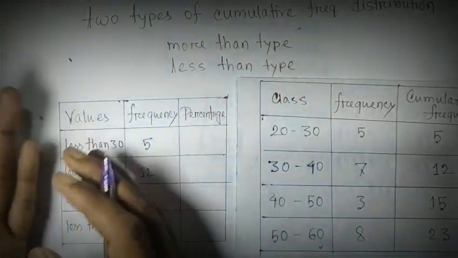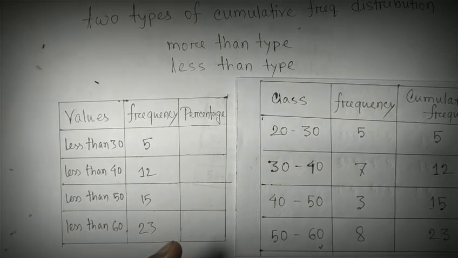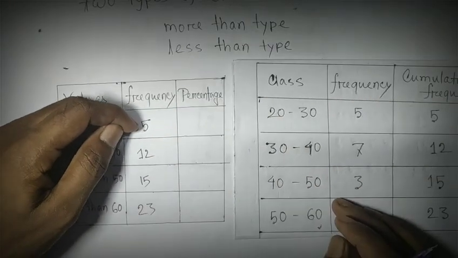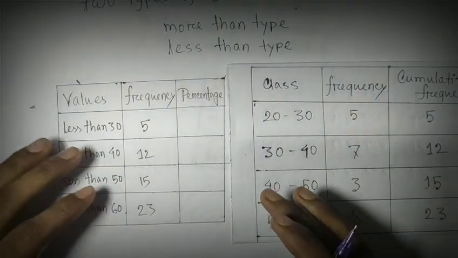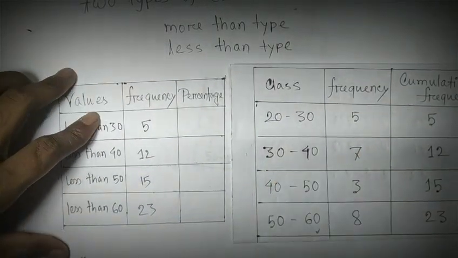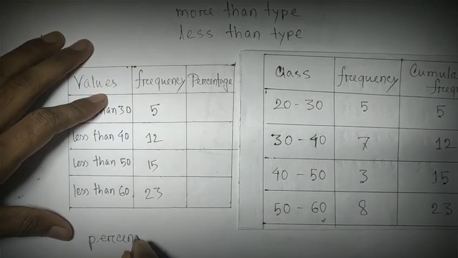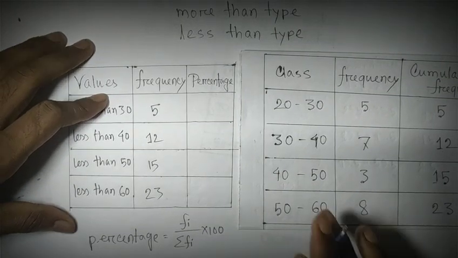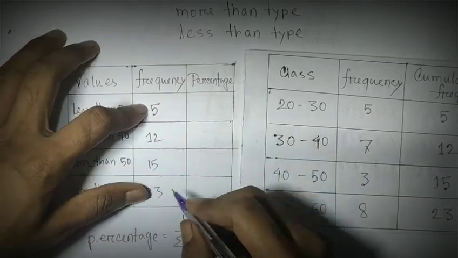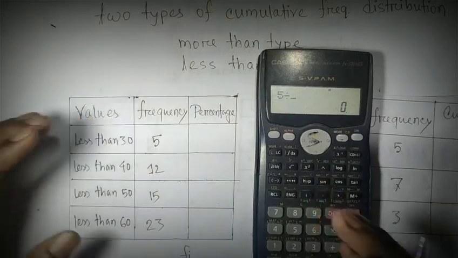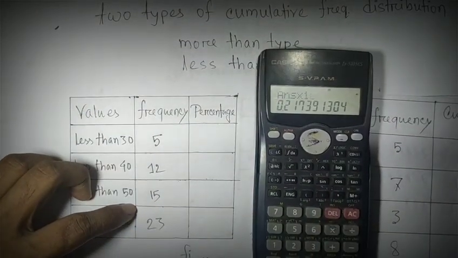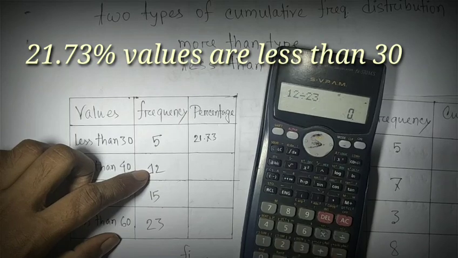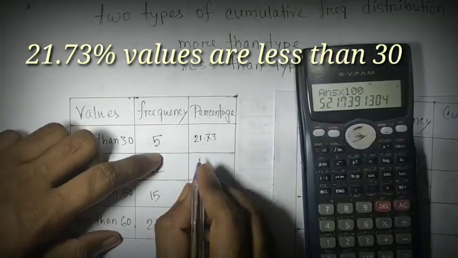And we can also put the percentage of this frequency if we want. So how can we find out the percentage? We can divide the individual frequency or cumulative frequency by the total number of observations and multiply this by 100. That means percentage is equal to f divided by summation of f into 100. So it will be 5 by 23 into 100. By using a calculator, we can measure it easily, and that is 21.73. And 12 by 23 into 100, it will be 52.17.